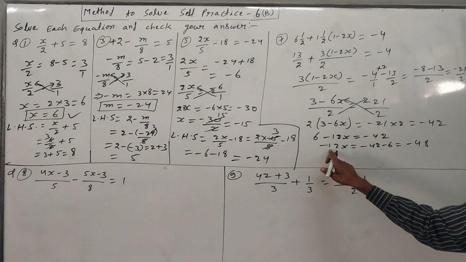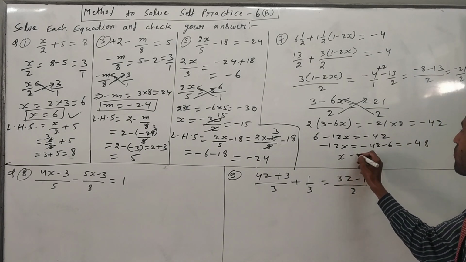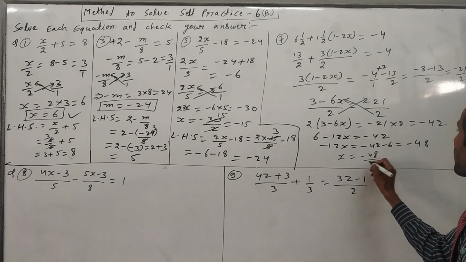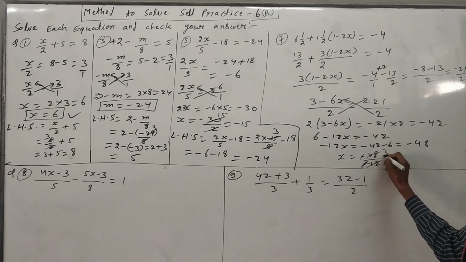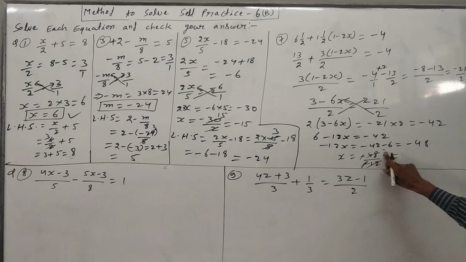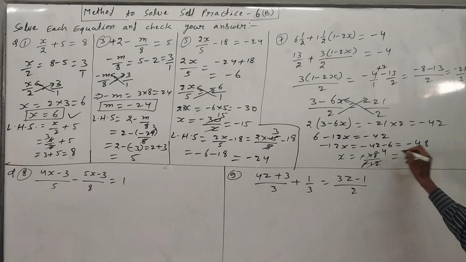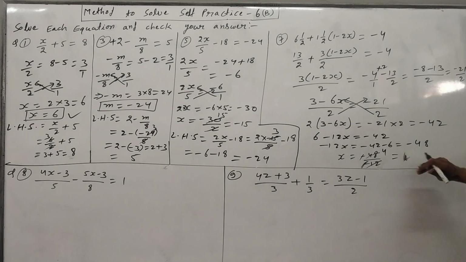Okay, now this minus 12 will go this side, so x is equal to minus 48 upon minus 12. Minus minus will cancel out, then 12 times 4 is 48, then our answer will be x is equal to 4. So our answer is equal to 4.